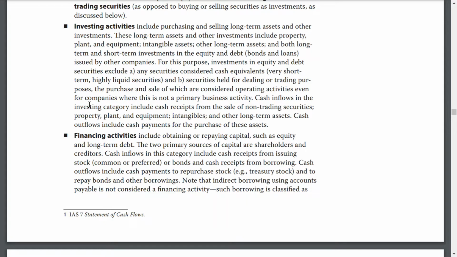Financing activities include obtaining or repaying capital, such as equity and long-term debt. The two primary sources of capital are shareholders and creditors. Cash inflows in this category include cash receipts from issuing stock, common and preferred, or bonds, and cash receipts from borrowing. Cash outflows include cash payments to repurchase stock, e.g. treasury stock, and to repay bonds and other borrowings. Note that indirect borrowing using accounts payable is not considered a financing activity; such borrowing is classified as an operating activity.